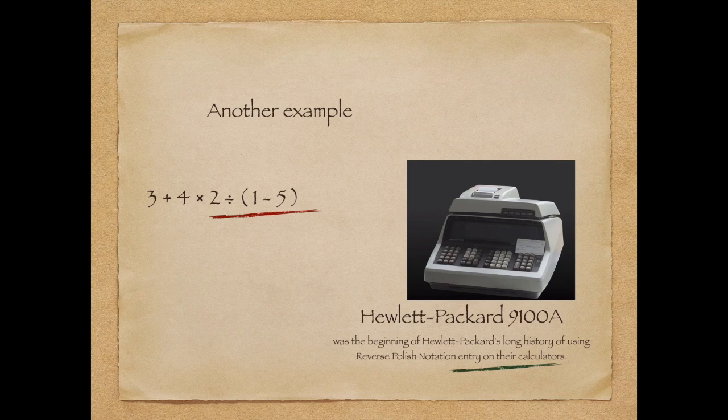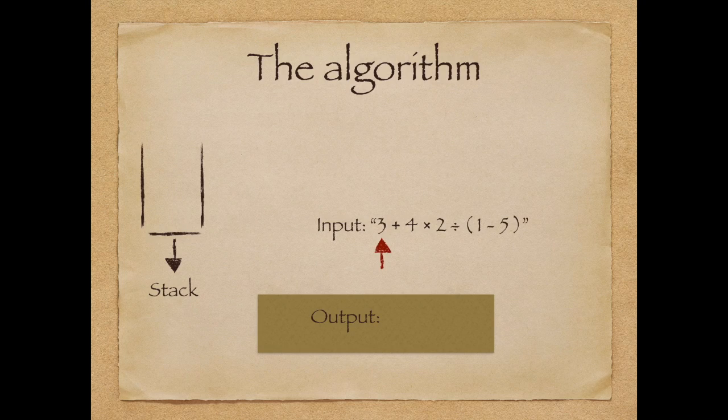Let's see another example. It's a bit more complicated. We have different operators and we have opening and closing brackets. So let's read the first token. It's a number. Add to output. It's an operator. Add to the stack. Again, a number. Add to the output. Again, an operator. Add to the stack. Again, a number. Add to the output.